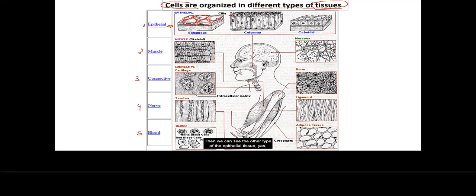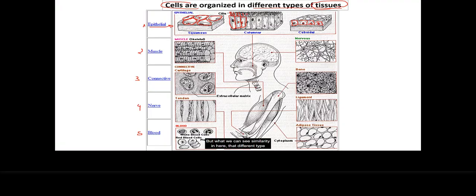Then we can see another type of epithelial tissue. Again, they all look similar, and they have one nucleus, and they even have special cilia on the top. Or another epithelial tissue could be made of cuboidal cells, and these cells will all have a nucleus. So this is all different examples of epithelial tissue.